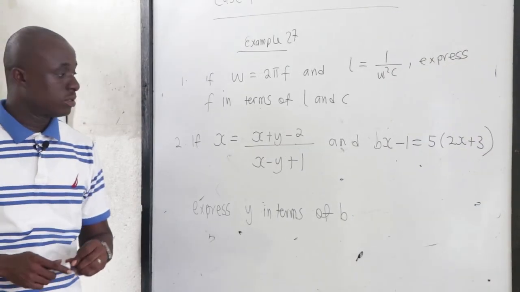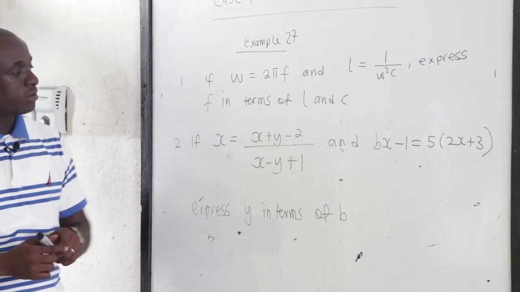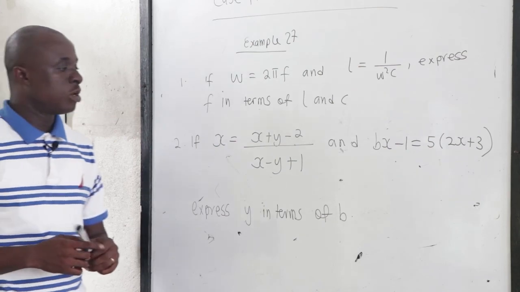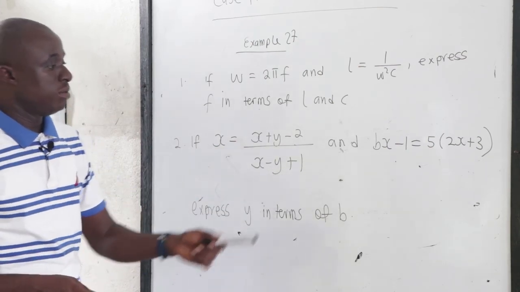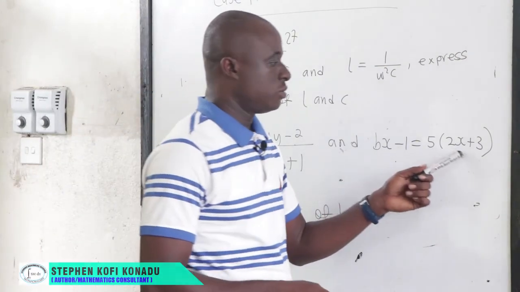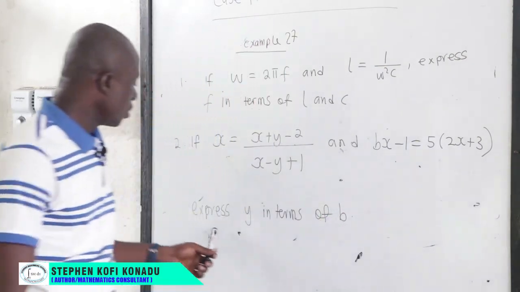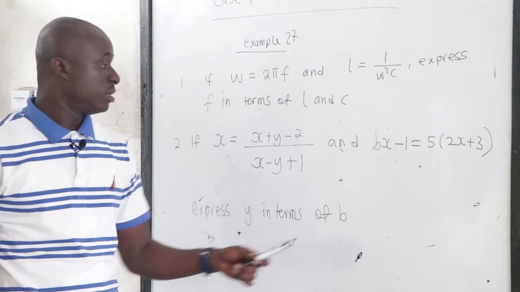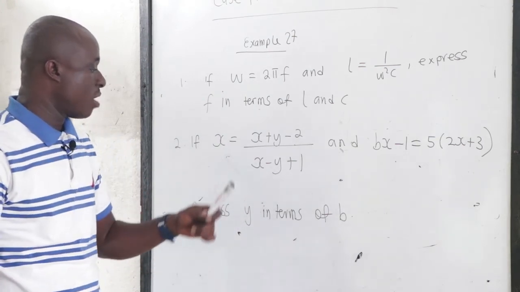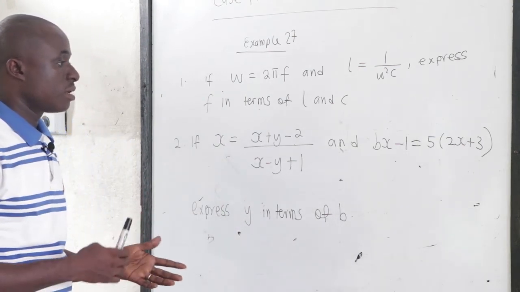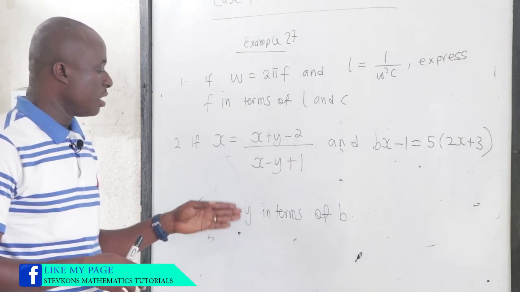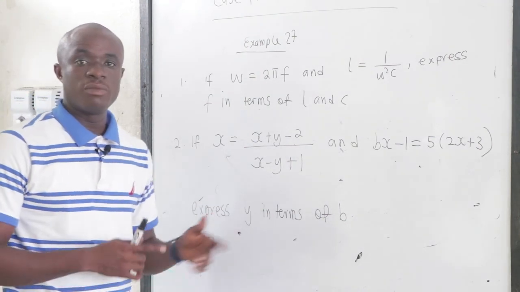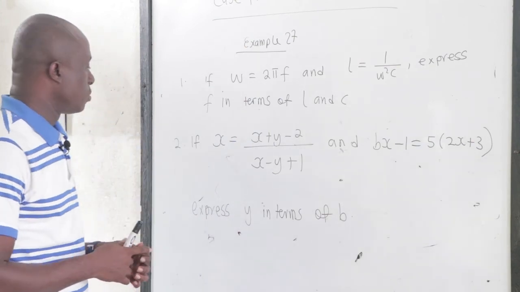Now let's see the last question, question 2. If x equals (x plus y minus 2) all over (x minus y plus 1), and bx minus 1 equals 5 into bracket 2x plus 3, we're being told to express y in terms of b. Here we have x, y, and b, but we are told to only express in terms of y and b. It means that we have to eliminate x from the two equations.